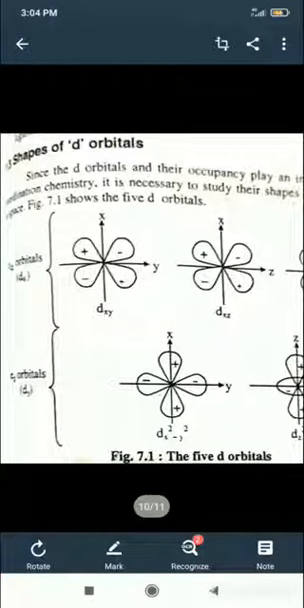So d orbitals are divided into 5, that is dxy, dxz, dyz, dx square minus y square and dz square. From these 5, 3 orbitals make one set, termed as T2g, and another 2 make the second set, termed as eg. So this is all about the shape of the d orbitals. Thank you.